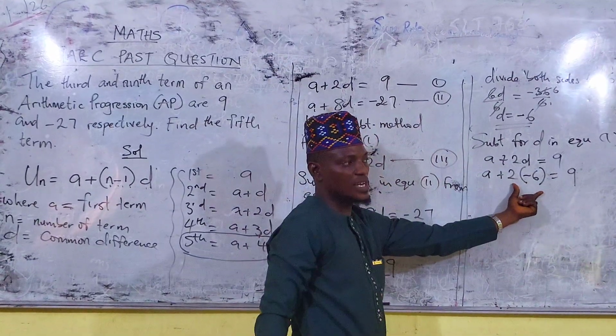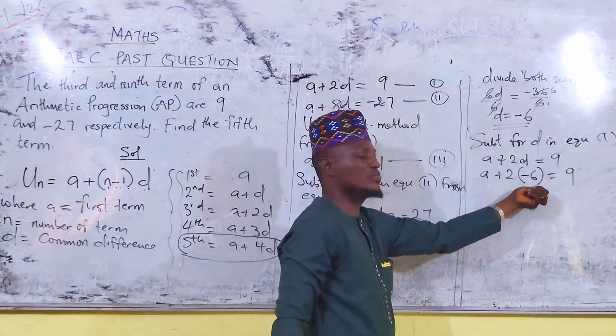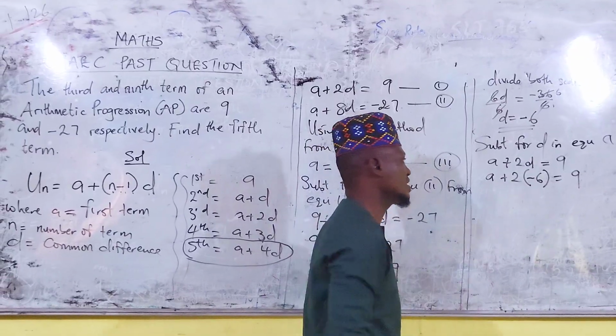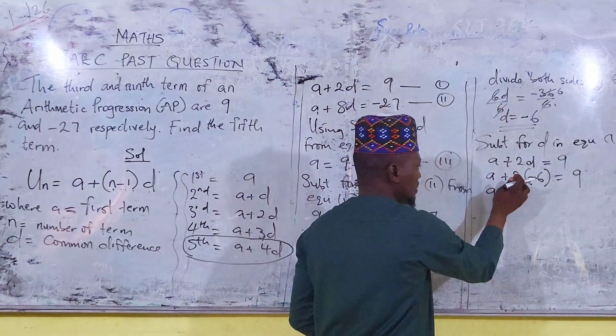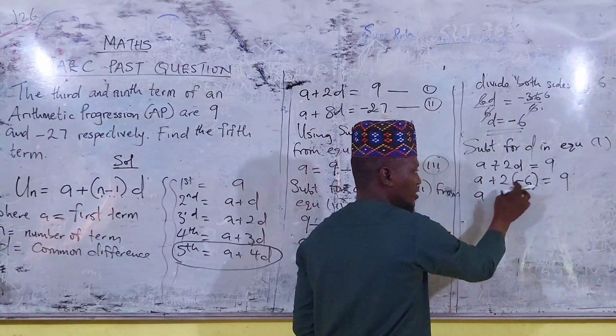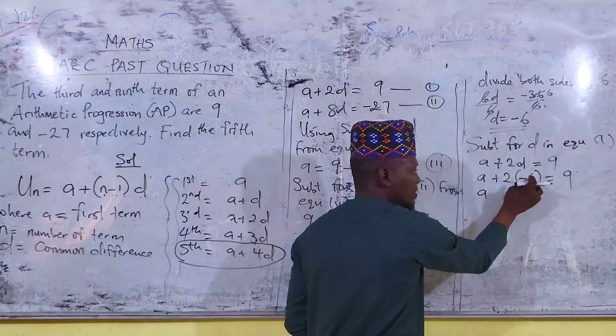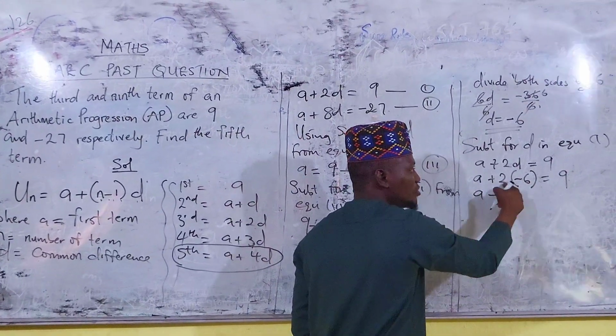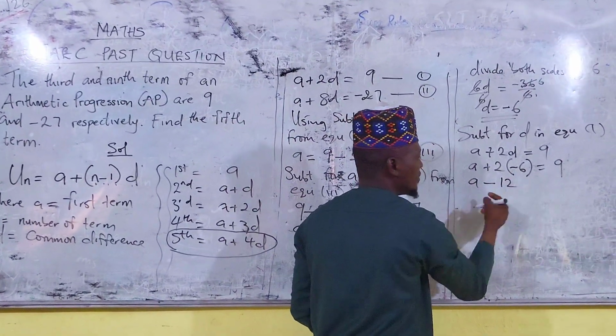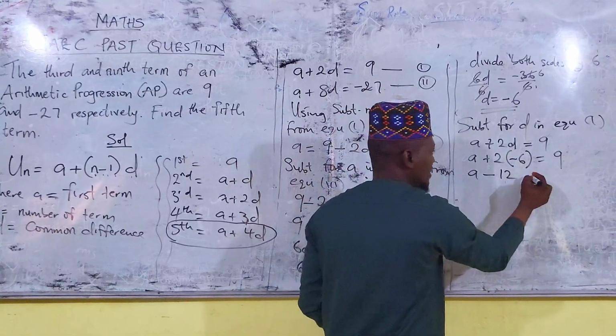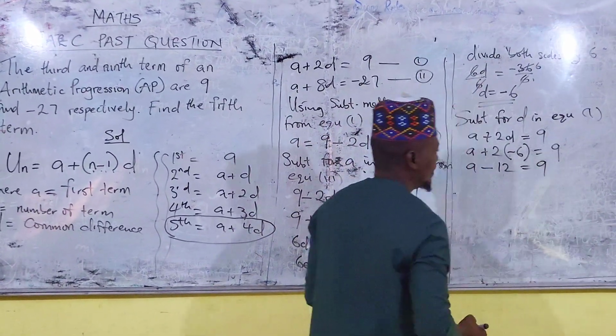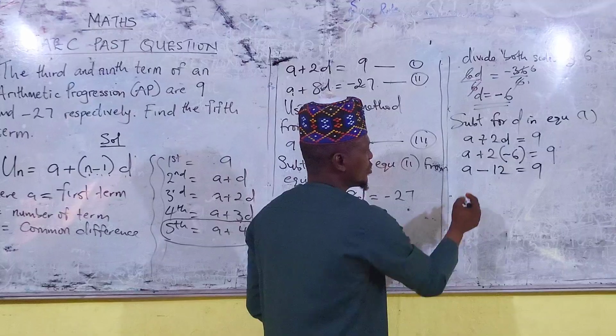Don't forget what this bracket means. It means this 2 is multiplying minus 6. So we have A plus 2 times minus 6. You understand our sign rule? Plus times minus will give you minus. So 2 times 6 will give you 12. That's why we're having A minus 12 equal to 9. Are you with me?